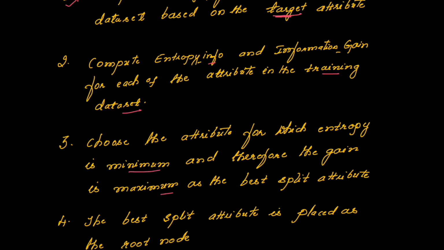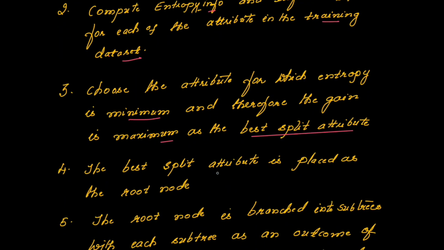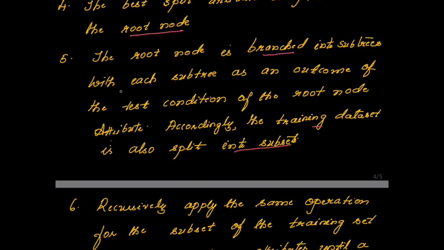Third step is to choose the attribute for which entropy is minimum and therefore the gain is maximum. As I said, we select the feature which has maximum gain, and when we compute the gain, definitely that feature will have minimum entropy, and that attribute is taken as the best split attribute. On that attribute only you split the data set. The best split attribute is placed as the root node. The root node is branched into subtrees, with each subtree as an outcome of the test condition of the root node attribute. Accordingly, the training data set is also split into subsets. So we are branching the tree based on the condition of the root node only.